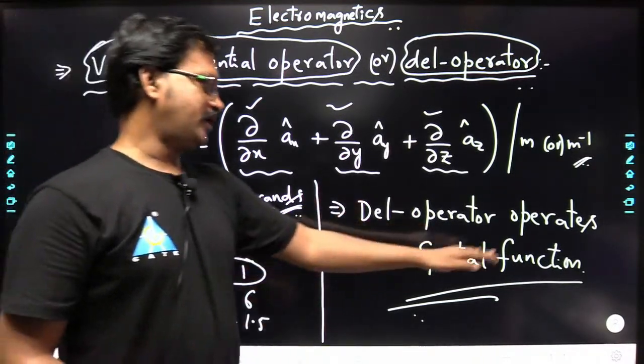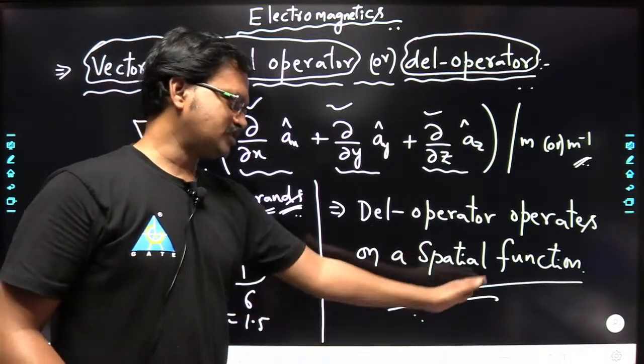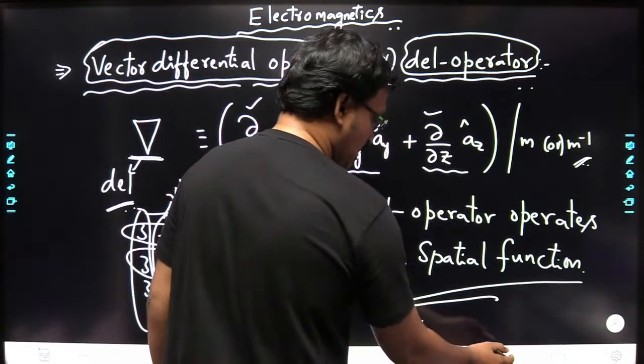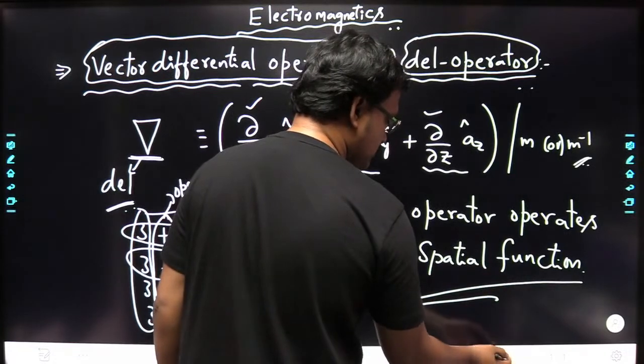So the del operator is going to operate on what here? It is going to operate on a function. That function, in general, is a spatial function, right? We will see now how it is going to operate on these functions.